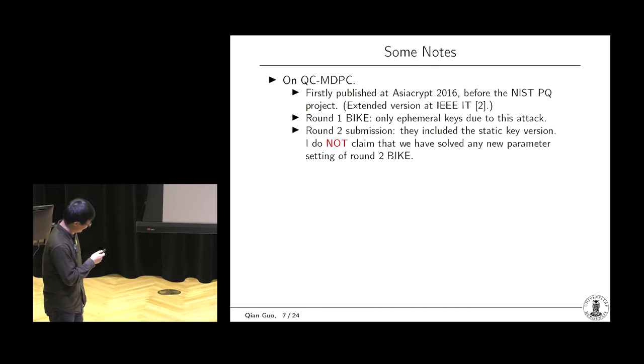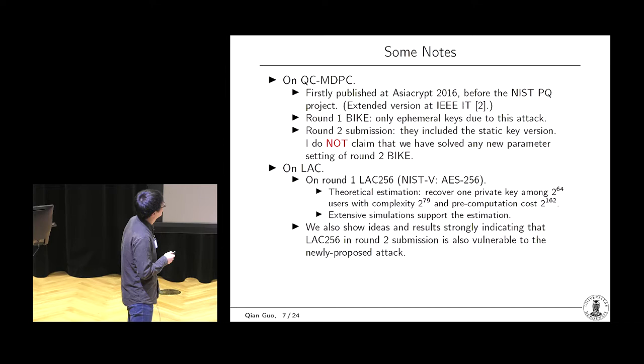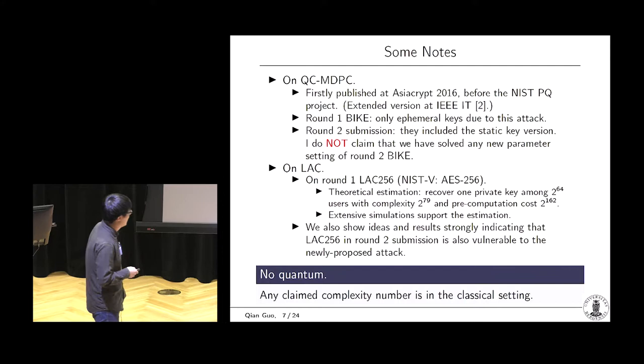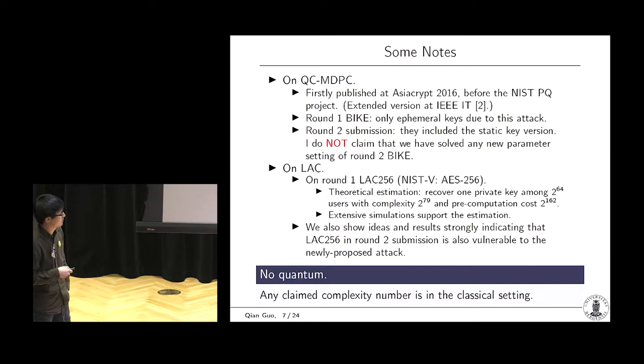For LAC, our main focus is on round one LAC, because we only know the concrete proposal of round two LAC for about one month. For our results, in theoretical estimation, we can recover one private key among 2^42 users with complexity 2^79 and a pre-computation cost of 2^62. We did extensive simulations, and the simulations support the estimation. We also show ideas and results strongly indicating that LAC-256 in the round two submission is also vulnerable to this attack. No quantum, any claimed complexity is in the classical setting. LAC-256 is for 256-bit security.